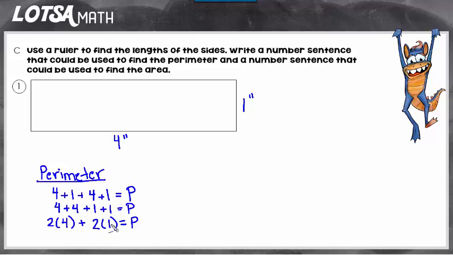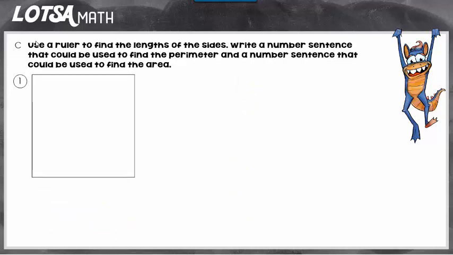So you can use any number sentence you want as long as it uses the information that's here and helps you find the perimeter. So to find the area, there aren't as many different ways as you can find the area. To find the area, you could either do 4 times 1 equals area, or you could do 1 times 4 equals area. Let's look at another example.